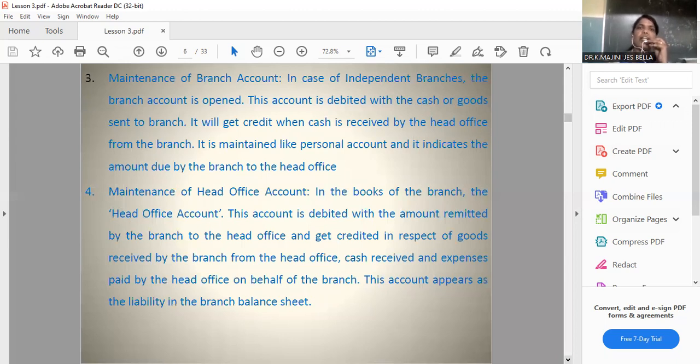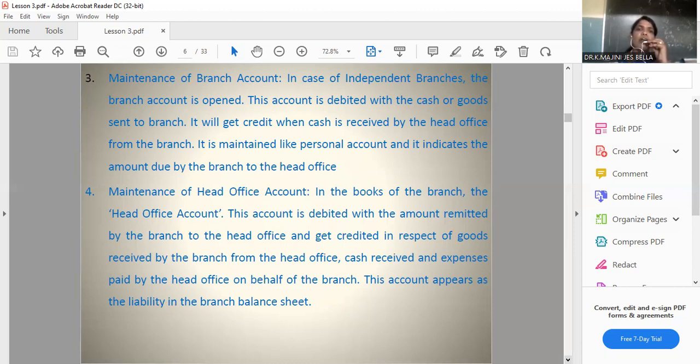Next point is maintenance of branch account. In case of independent branches, the branch account is opened. This account is debited with the cash or goods sent to the branch. It will get credit when cash is received by the head office from the branch. It is maintained like a personal account and it indicates the amount due by the branch to the head office.